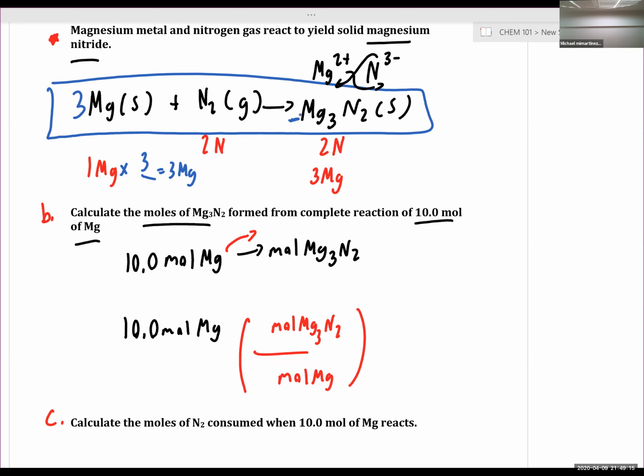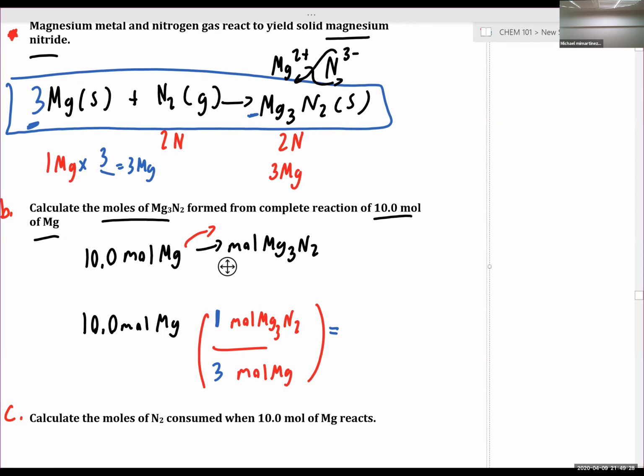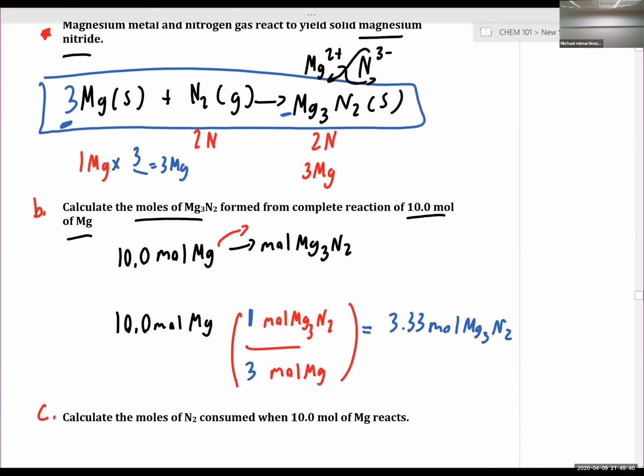What's our coefficient for magnesium? 1. How many moles of magnesium are reacting? 3, exactly right. So that in turn gives us 10 over 3, which is 3.33 moles of magnesium nitride. Perfect. Let's keep going now.